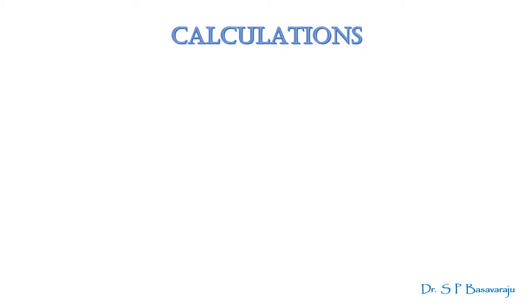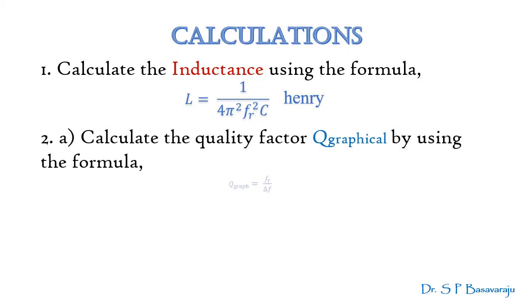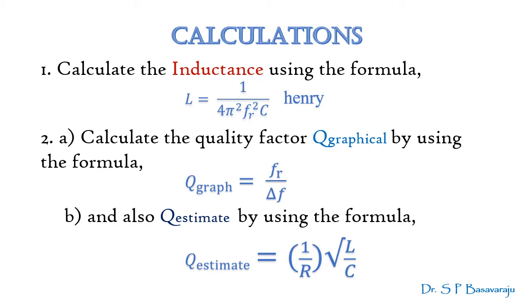Calculate the unknown value of inductance L of the inductor by using the equation L equals 1 divided by 4 pi square Fr square C. The unit of inductance is Henry. By referring to the graph, calculate the quality factor Q graphically by evaluating the ratio of Fr to delta F. It's a number and doesn't possess any unit. For the sake of comparison, quality factor is also estimated theoretically by using the equation Q estimate equals 1 by R, whole thing multiplied by square root of L by C. The agreement between the two must be satisfactory.